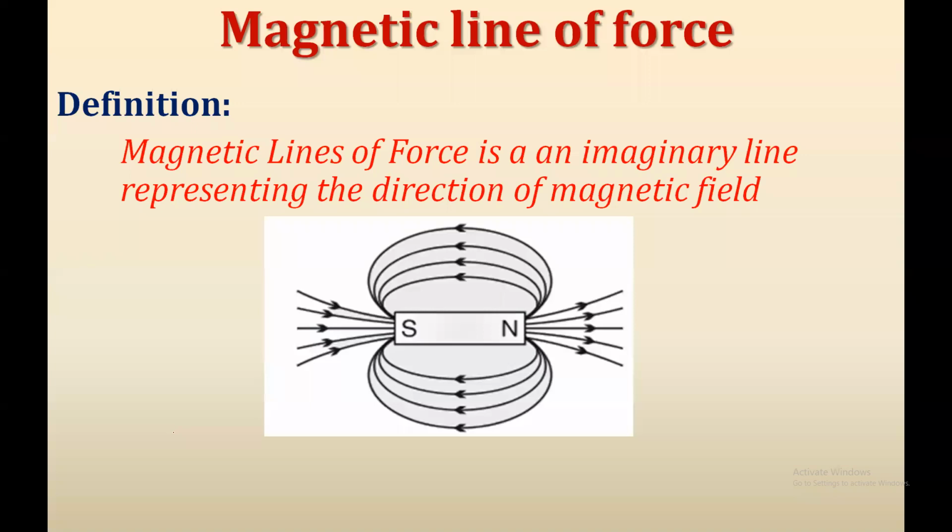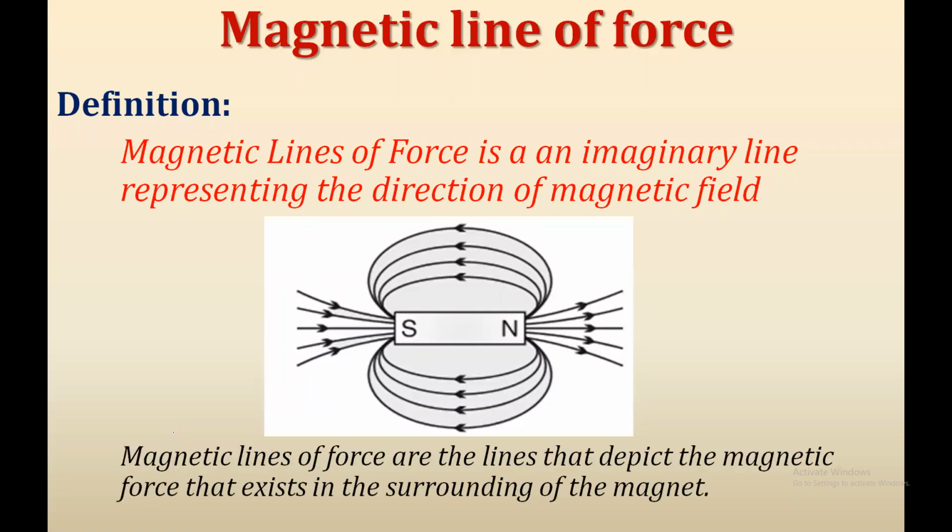And for that some rules or some things are observed, and these things are: magnetic lines of force are the lines that depict, means draw, the magnetic force that exists in the surrounding of the magnet.